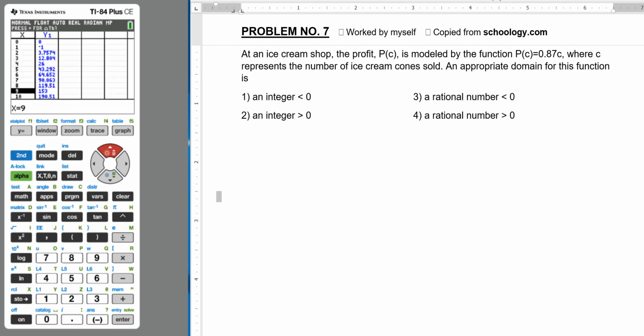Okay, before we start number 7, just make a correction. All the choices we're supposed to say "or equal to." So please just add a little line under every inequality symbol.